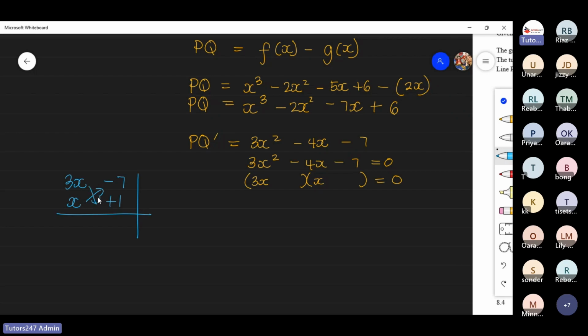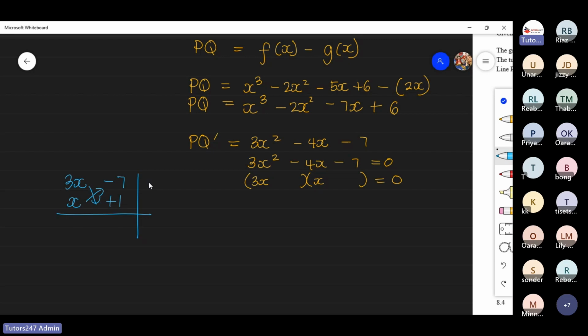So for those of you that struggle with factorization, you can use this or any other technique that you're familiar with. If you want to get more details on this technique, there are a few videos that I've recorded on this that you can have a look at. So let's cross multiply once more.